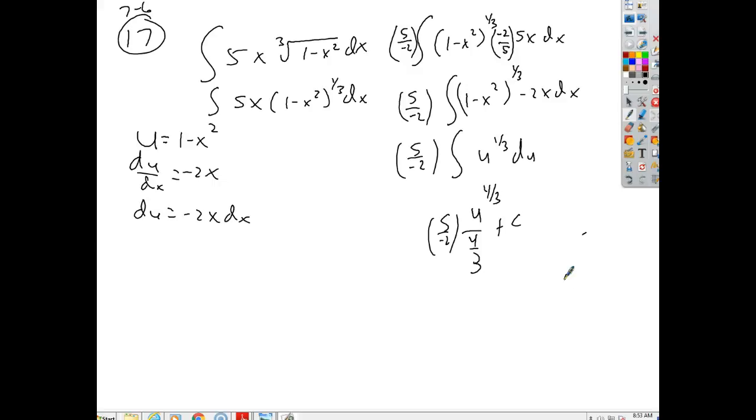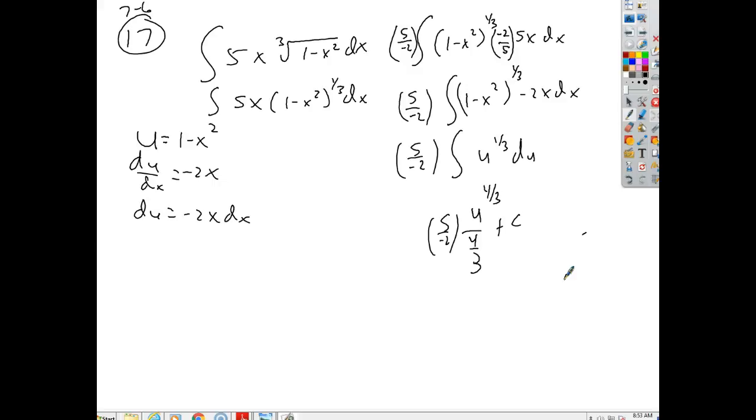Yes, sir. Does it matter if you put the 5 over negative 2 outside of the integral? You can either leave it in here or out there. It doesn't make a bit of difference. That's a personal preference thing. I like to clear it out of there. I don't know why I like to do that. There's no reason to. It doesn't actually matter.